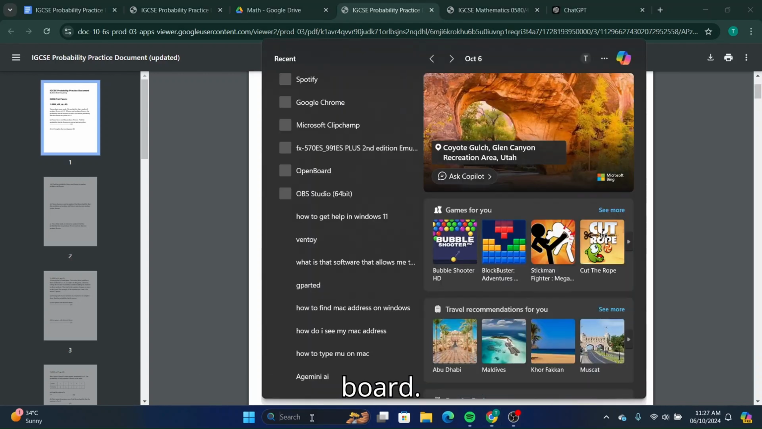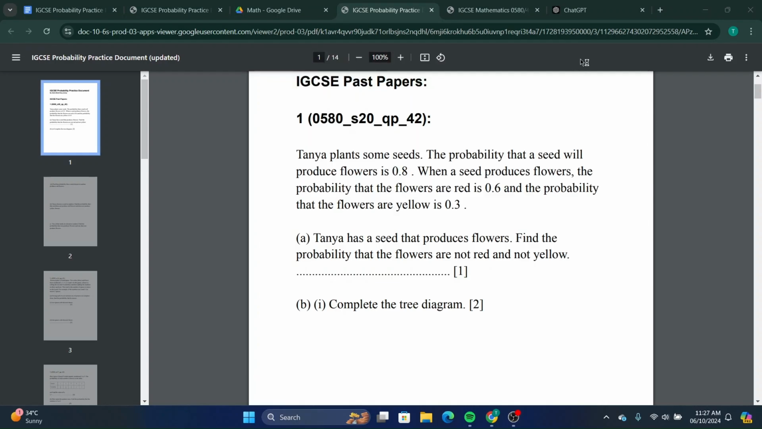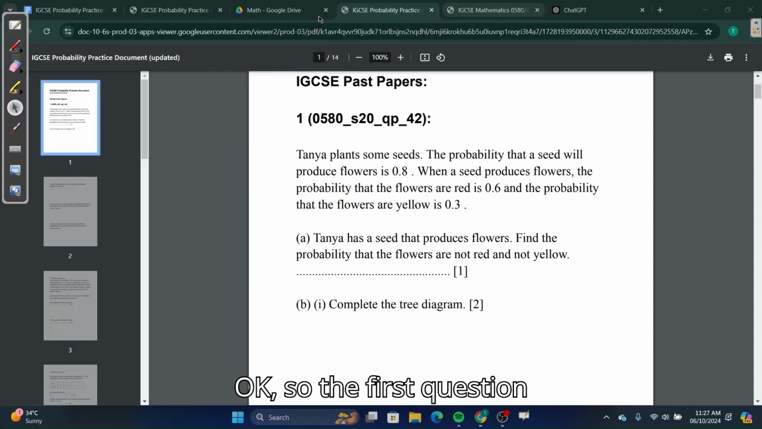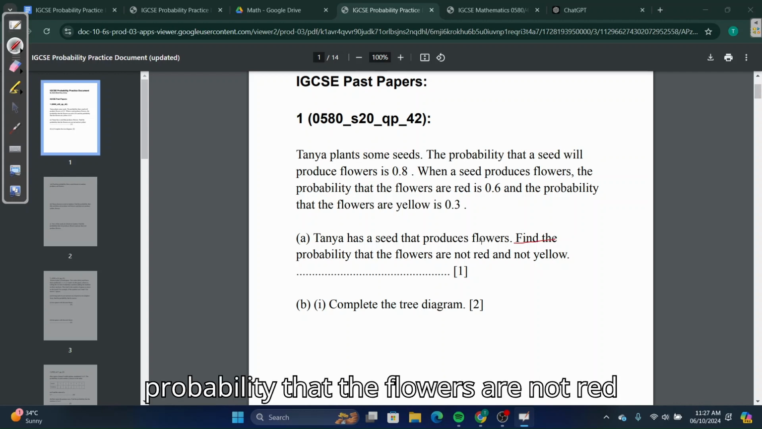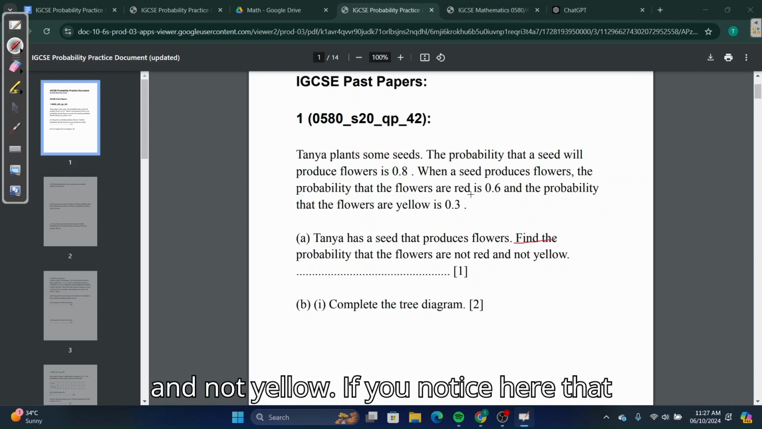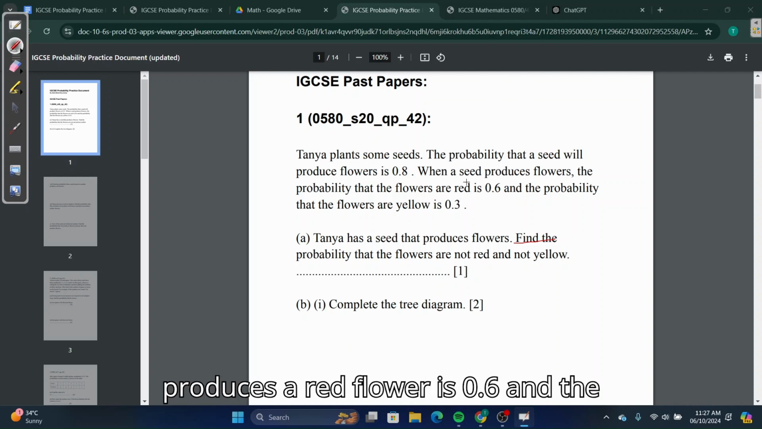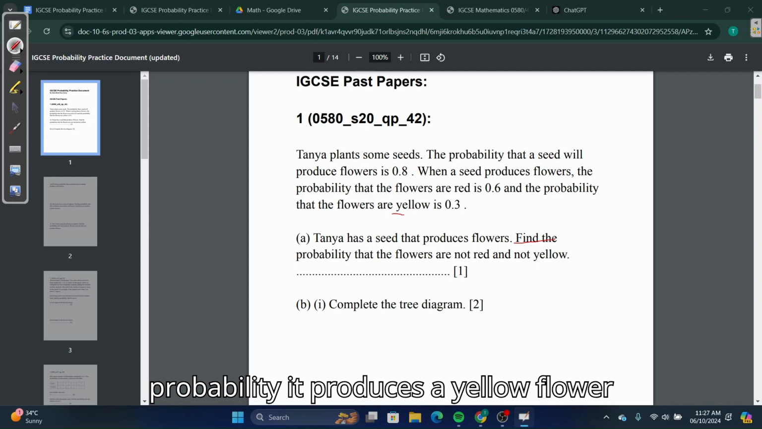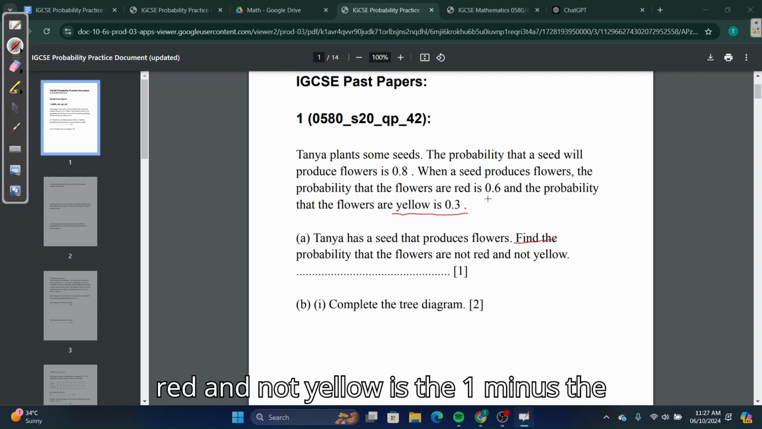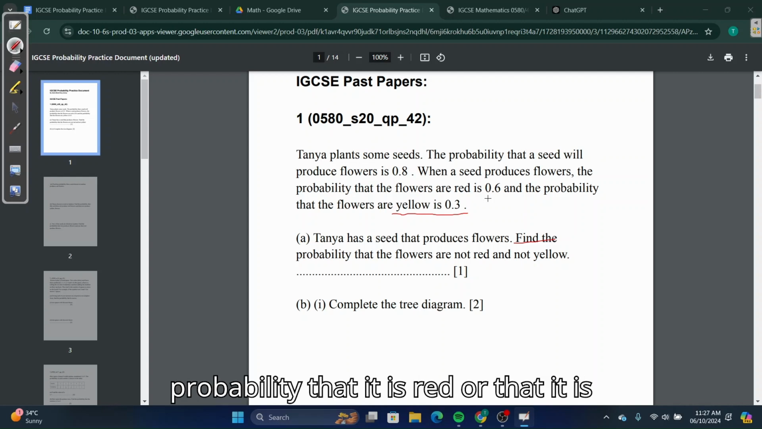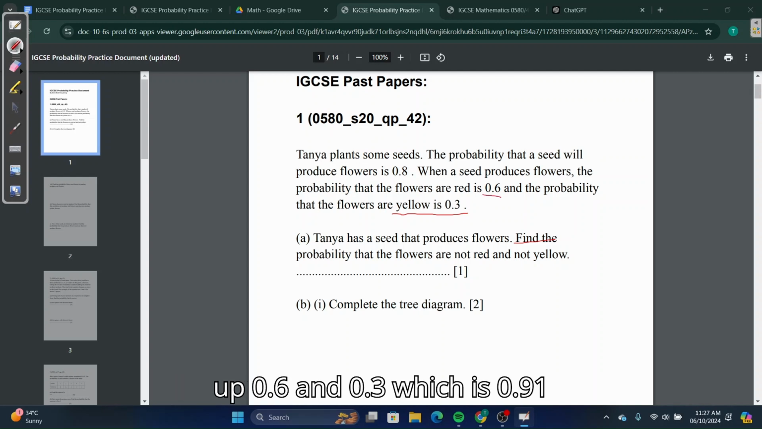So let me just get the open board. Okay. So the first question wants us to find the probability that the flowers are not red and not yellow. If you notice here, the probability that it produces a red flower is 0.6 and the probability that it produces a yellow flower is 0.3. So the probability that it's not red and not yellow is 1 minus the probability that it is red or that it is yellow. So to find that, you just add up 0.6 and 0.3, which is 0.9. 1 minus 0.9 is 0.1.